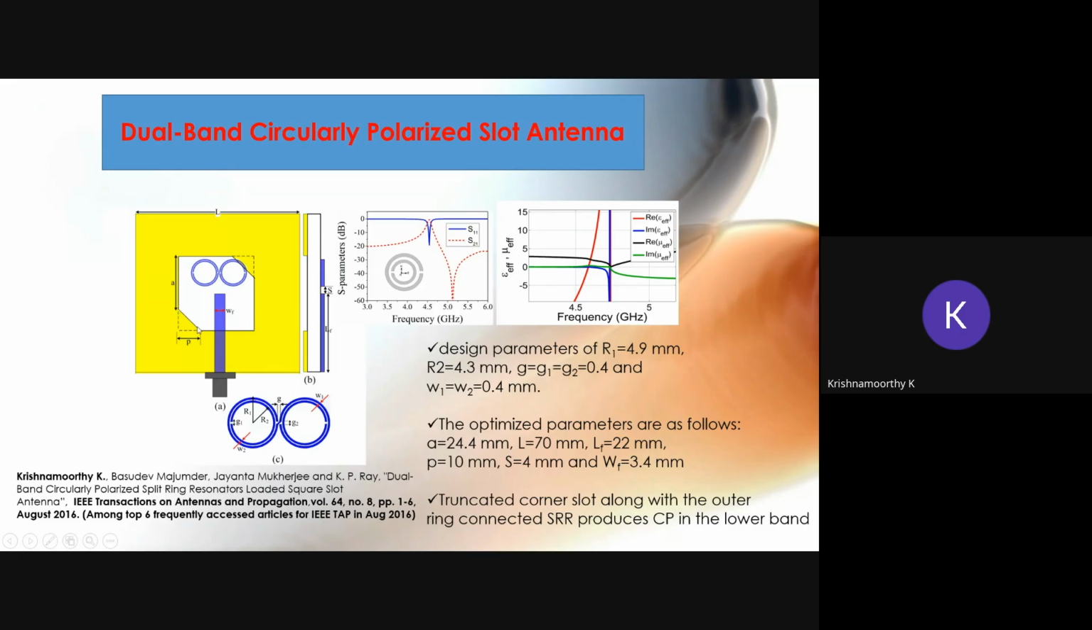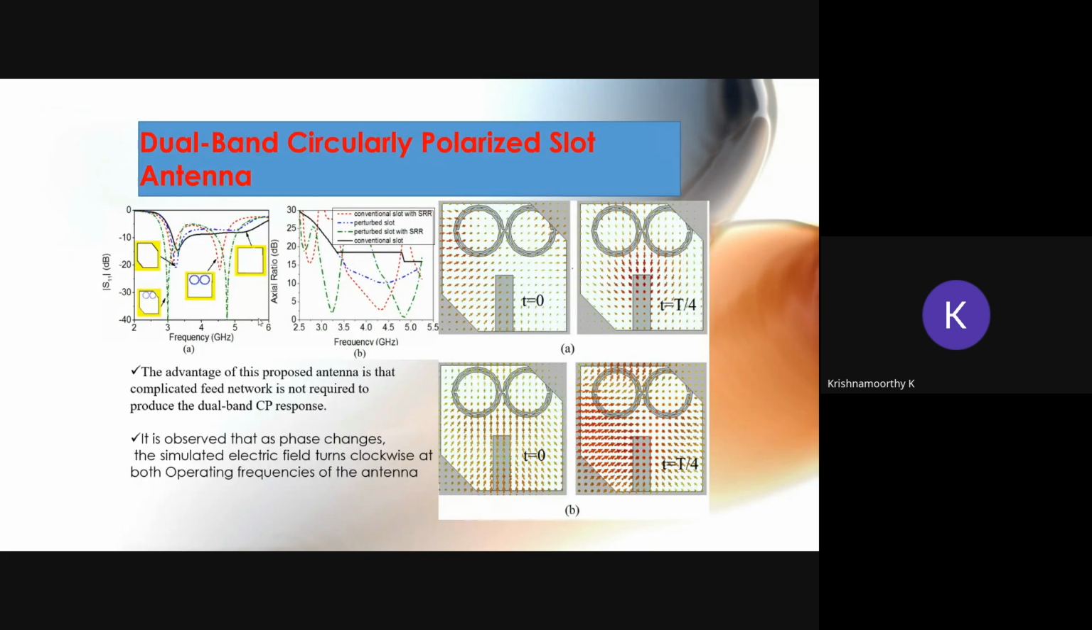The slot antenna also, what has happened here is that the corners are shorted. Okay, these corners are shorted. So this arrangement is going to give dual band resonance, as well as in both the bands we can get the circular polarization.